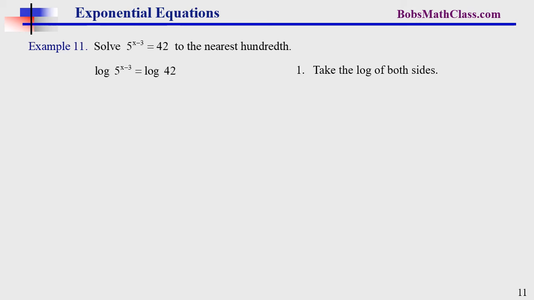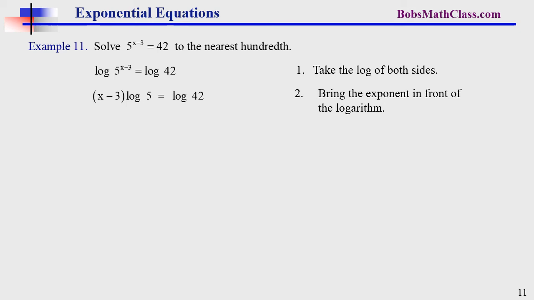Okay, now we're going to use the power rule. So the power rule, what that helps us do is to bring the exponent in front of the logarithm, and our exponent has a variable. That's why we want to bring that variable in front of the log. So using the power rule, we obtain x minus 3 log 5 equals log 42.